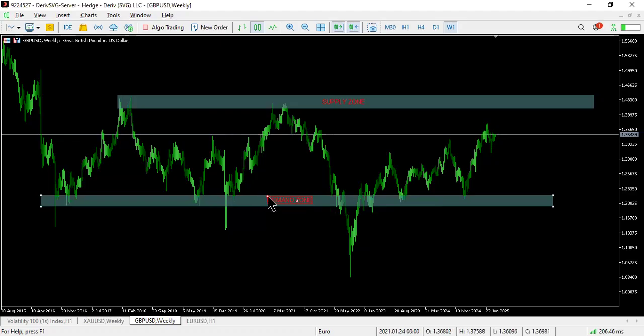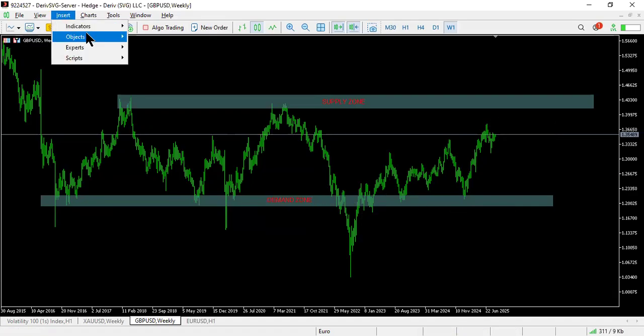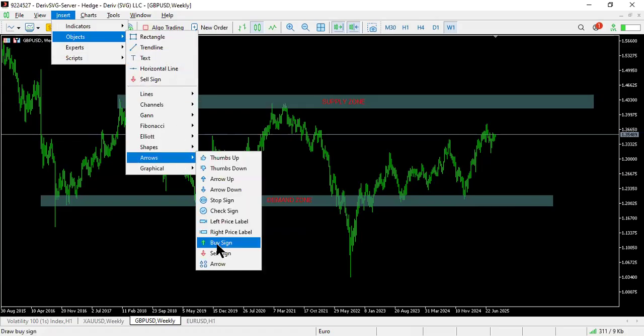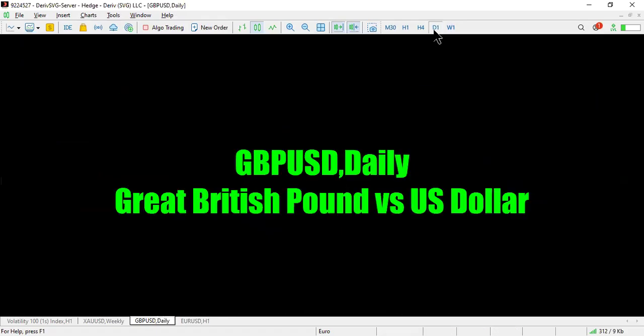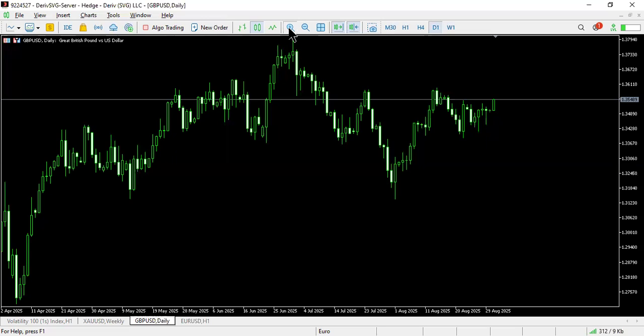As we can tell from the weekly time frame, the bias is bullish because price is moving from demand headed to the supply zone. So we are placing buys on GBP USD. That is all on the weekly time frame. And then we go to the daily time frame to be able to get the recent price action.